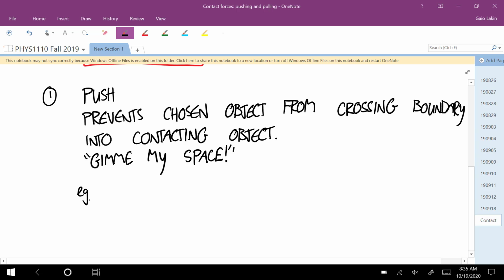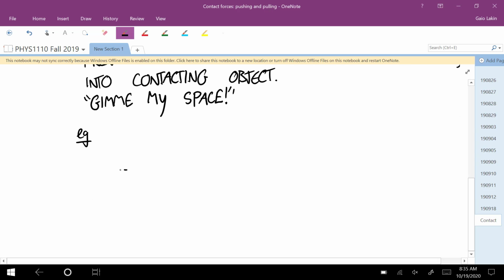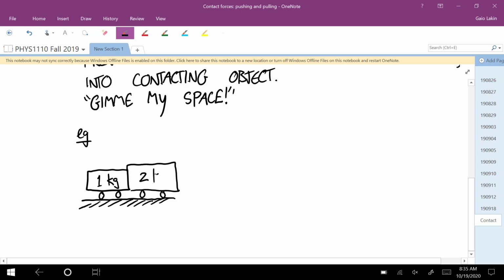Okay, so for example, let's think about a case where we have two carts touching each other. We'll give them each a mass. Let's say that the one on the left has a mass of 1 kilogram, the one on the right has a mass of 2 kilograms, and let's say that there are forces applied this way on the left one and to the left on the right one. I just made up those numbers.